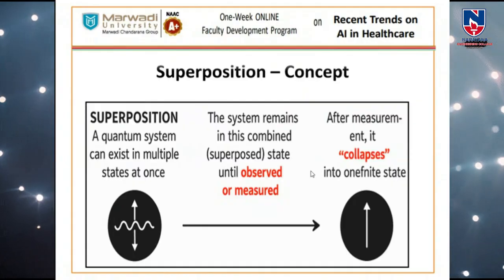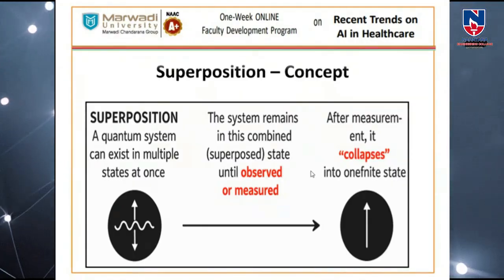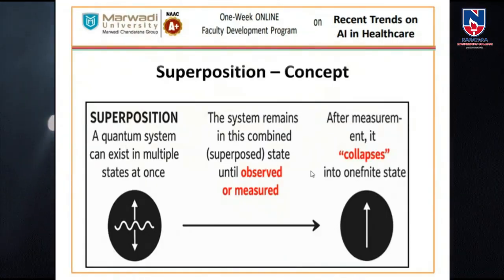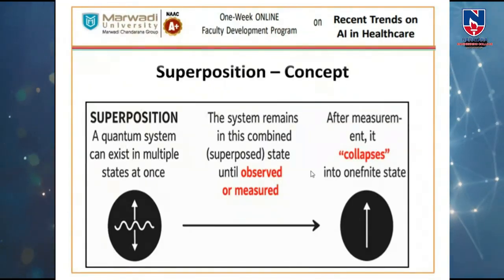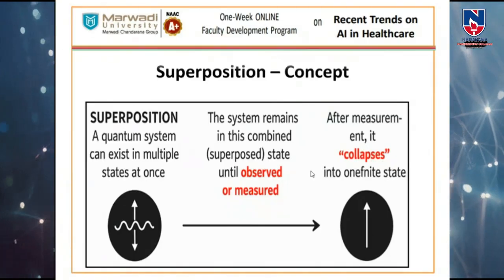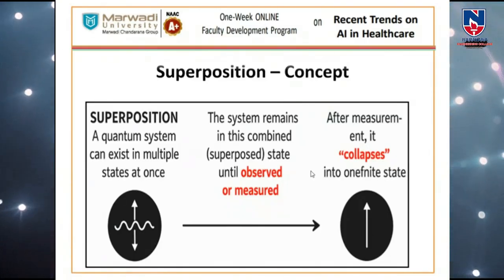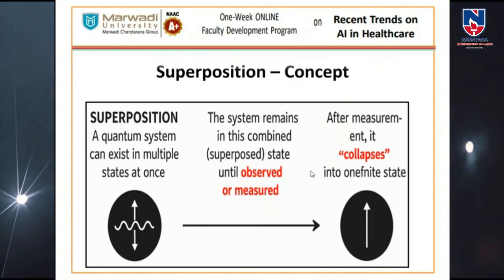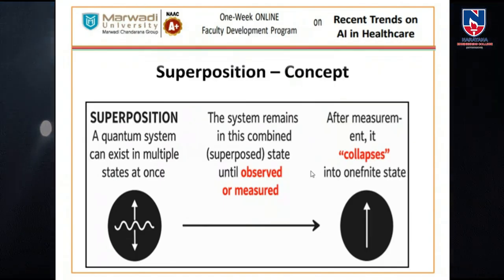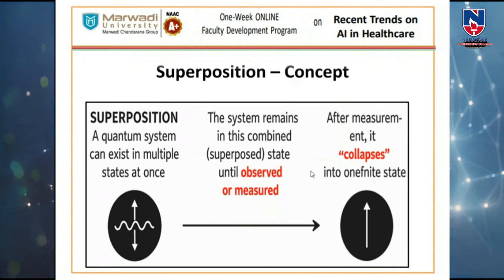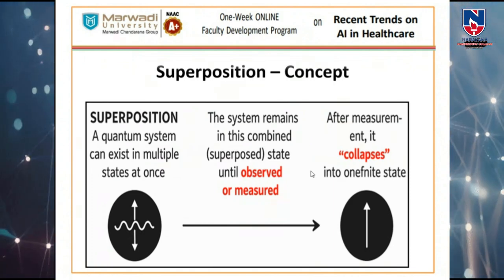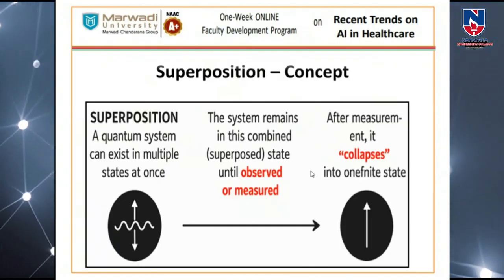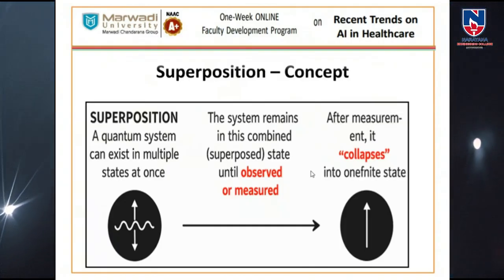It can be defined as: it can exist in multiple states at once. Read carefully. It's defined as a quantum system that can exist in multiple states, unlike classical bits. But the system remains in this state until it is observed and measured. Once you measure it, it collapses into a definite state. That means maybe 0 or 1.